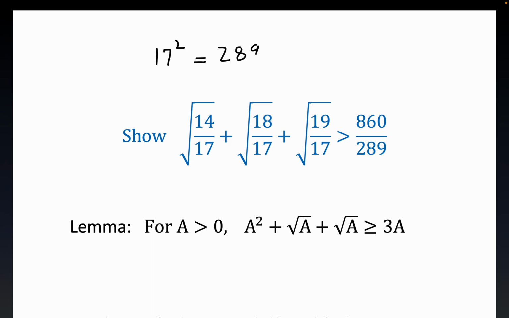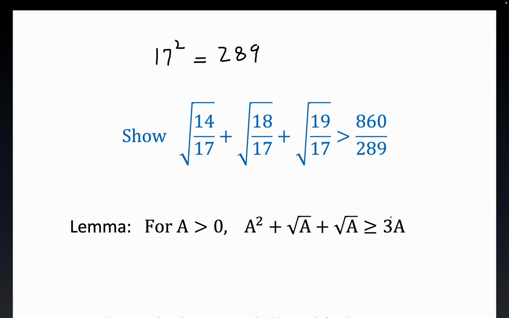I think I'd never tried it, but you can rationalize this, do the usual rationalization. You'd get 1 over 289 underneath this, multiply through, and you'd get an equivalent inequality. You may want to try that. I haven't tried it because I found this lemma that's quite useful. I'm going to go ahead and prove it.